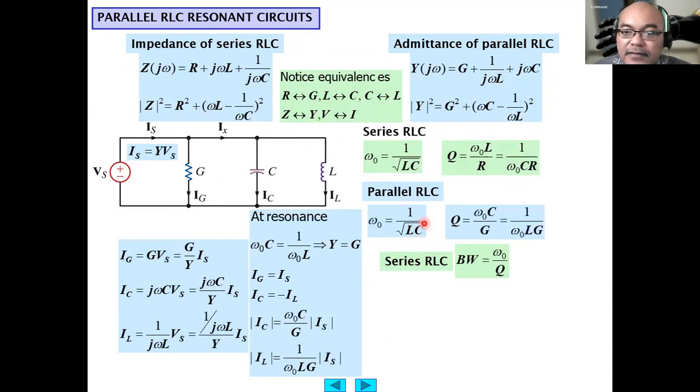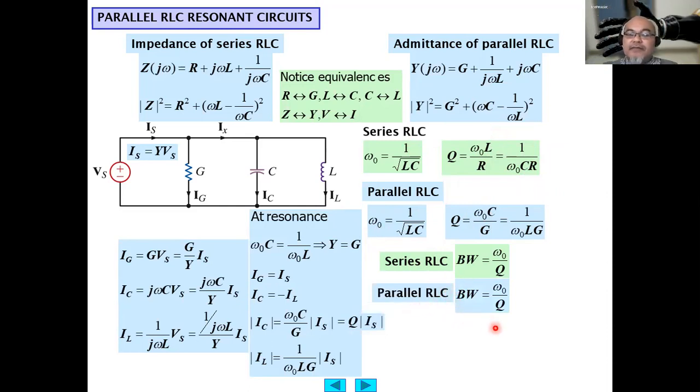So in the parallel RLC, ω0 is still equal to 1 over square root of LC, while the quality factor equals ω0 C divided by G. Instead of R, it is the conductance now, so it equals 1 over ω0 L times G. In the parallel RLC, the bandwidth is still the same: ω0 divided by the quality factor.